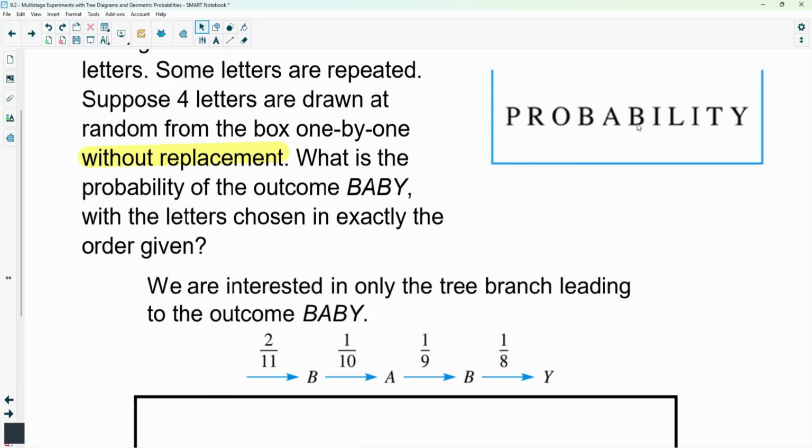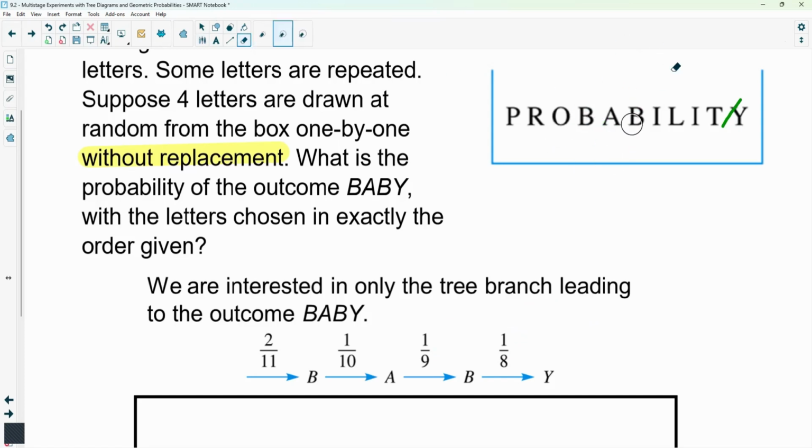So how many B's? The first thing is count how many B's you have. You have 2 B's. So that means the probability is 2 out of 11. If you took a B out, then you're left with 10 total letters. And there's only one A, so you took that A out, so that's 1/10. That means you're left with 9 letters. And then the next letter you want to be a B. There's only one B left out of the 9. And then the last one you want to be the Y. So there's 8 letters and only one Y.